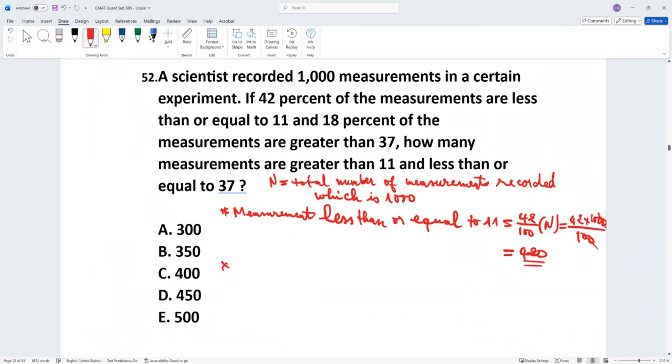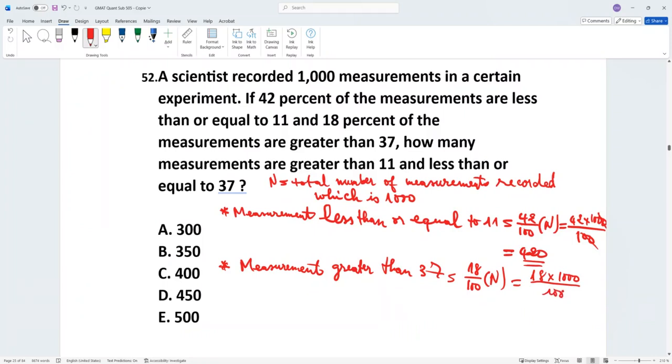Okay, so now the prompt also tells us that the measurement greater than 37 is 18% of the total number of measurements. So 18 times 1,000 divided by 100 gives us 180. So you see that.